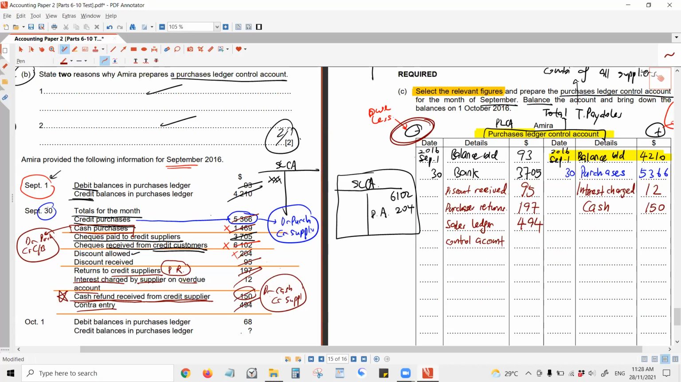Okay, finally, you have one amount left. Then there's a question mark here. This is the beginning of next month. Debit balances, credit balances. Always see the word balance as balance b/d. Okay. Always see the word balance as balance b/d. Otherwise, you would make mistakes really.